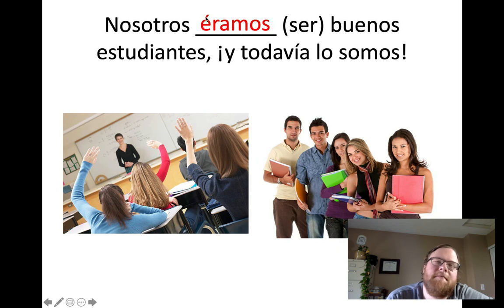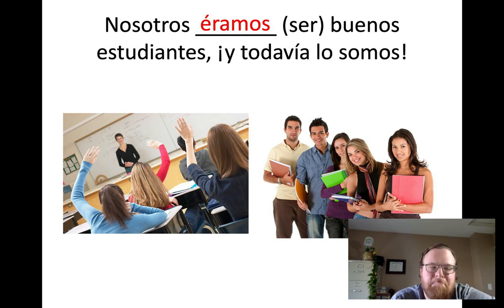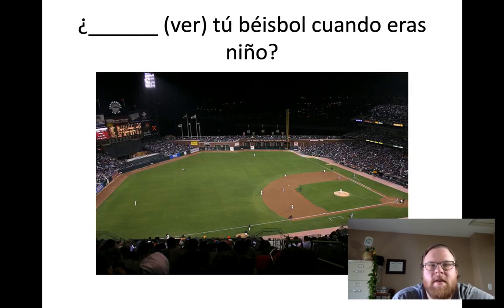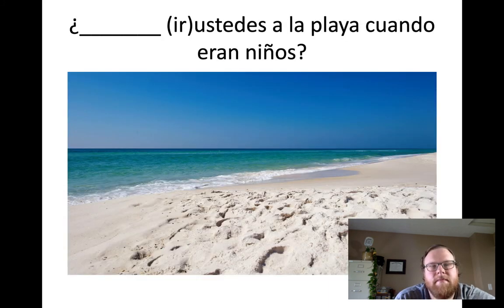So we can see we need to keep our accents. And again, that's just word stress. So we're saying éramos. We're preserving that tonic syllable as opposed to éramos, which is what we would have if we didn't have that accent. Aquí. ¿Veías tú béisbol cuando eras niño? ¿O iban ustedes a la playa cuando eran niños?